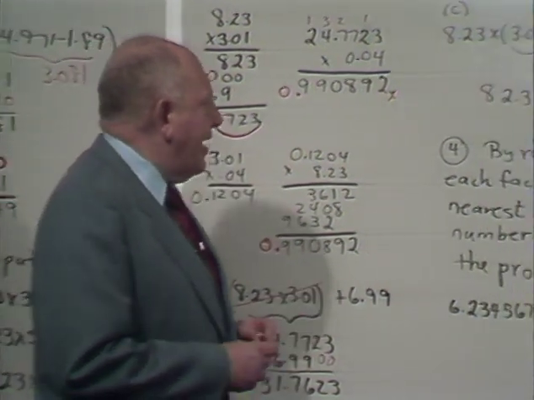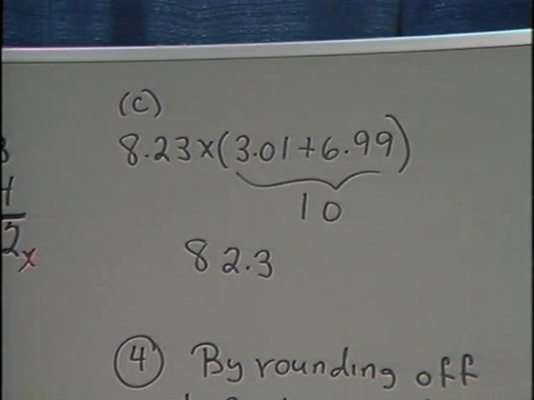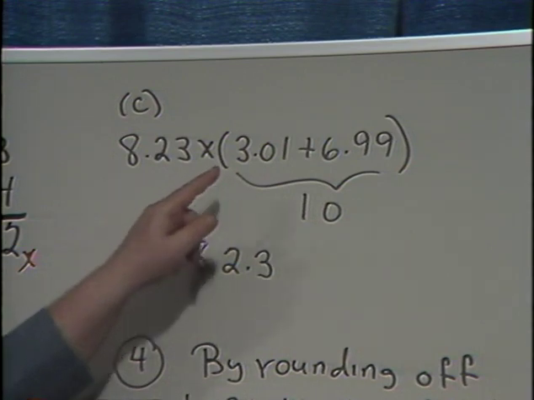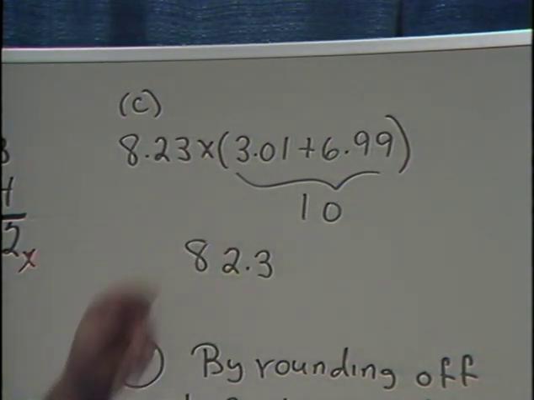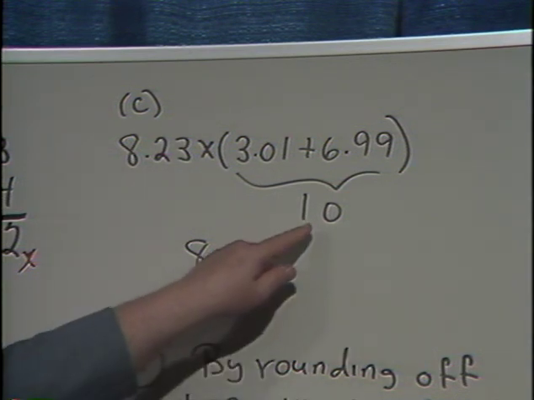And now Part C, which may look hard, turns out to be perhaps the easiest of the three. You see, what happens in Part C is that we're first told to add the 6.99 to the 3.01. And if you do that, you find that, well, do it in terms of money. $3.01 and $6.99 would be $10.